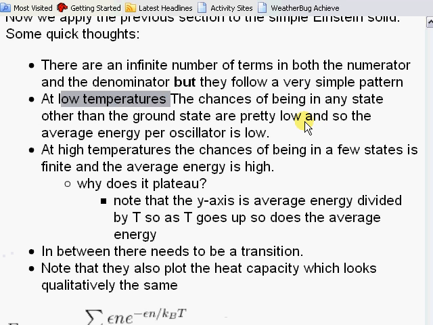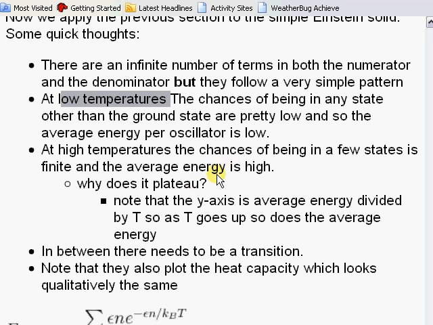Because what you're saying here is that at low temperatures there's just not that much energy around. The chances of a molecule or oscillator to even move up one step, pretty slim. Okay, and so if almost everybody's in the ground state, the average energy per oscillator is pretty low. Now at high temperatures, you got gobs of energy around, so the chances of being in a few states, not just the ground state, is finite, and so the average energy starts to rise.